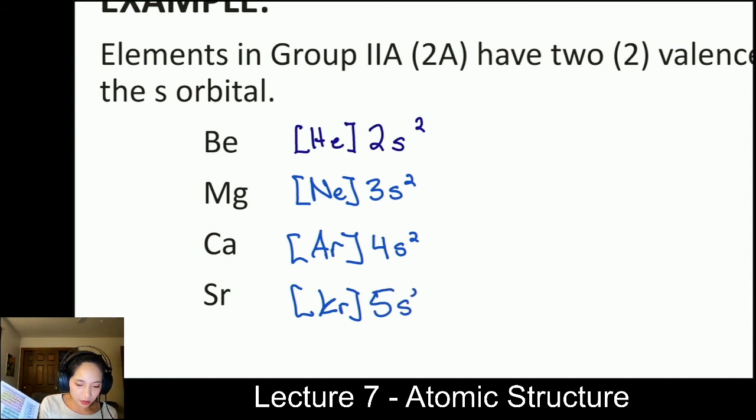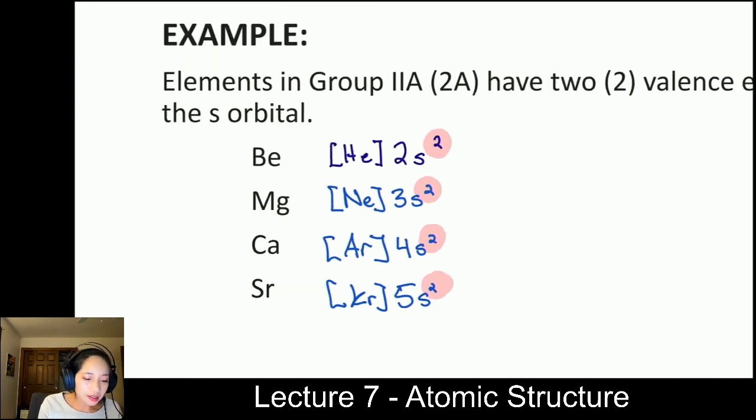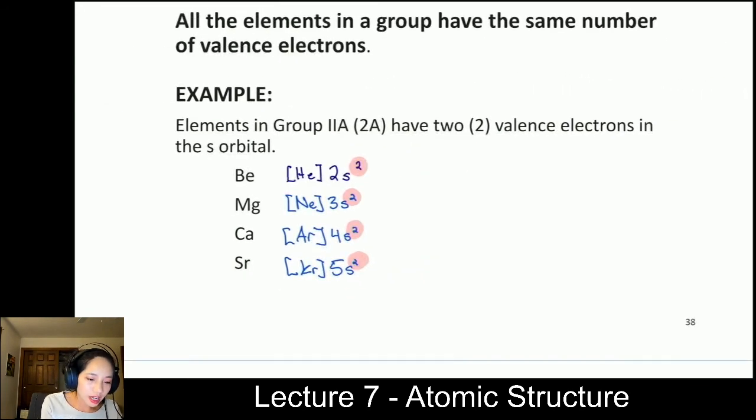So you see in all of these elements, I could have drawn the full-blown orbital diagram, but I don't think that's necessary. You see in all of them that there are 2 valence electrons in all of those elements. So you will see similar, I'm not going to say same, similar properties and reactivities.